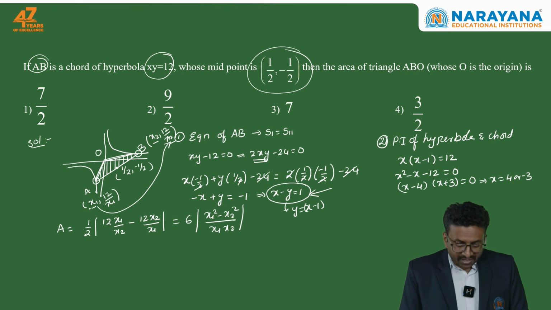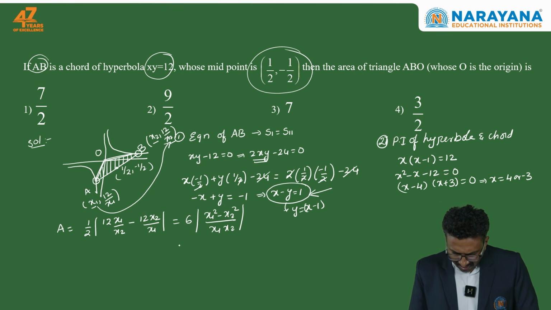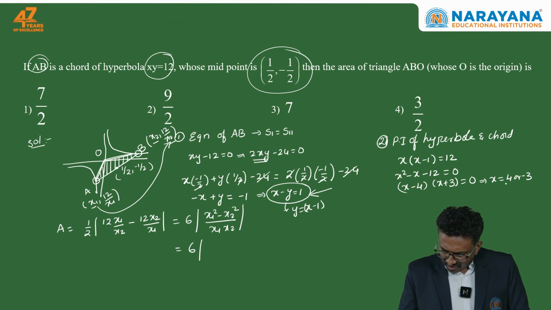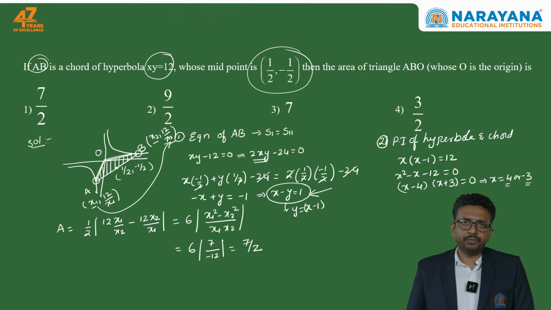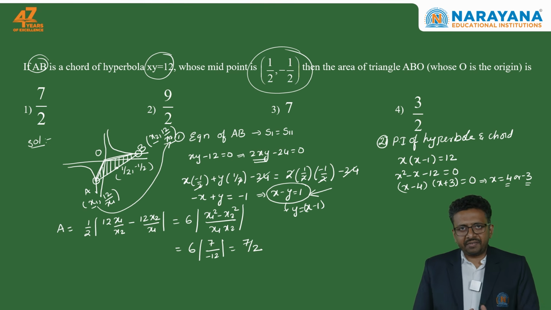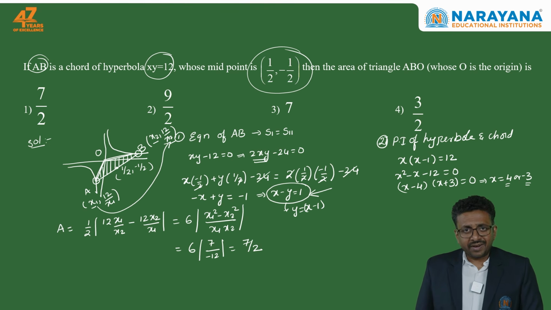So for the points of intersection, x1 is 4, x2 is minus 3. You can just substitute the numbers here. So 6 times mod of x1 square minus x2 square, which is 16 minus 9, which is 7, divided by x1 into x2, which is minus 12. So the mod of this is going to be 7 by 2. So the area of triangle AOB is 7 by 2. I hope you have understood this question.